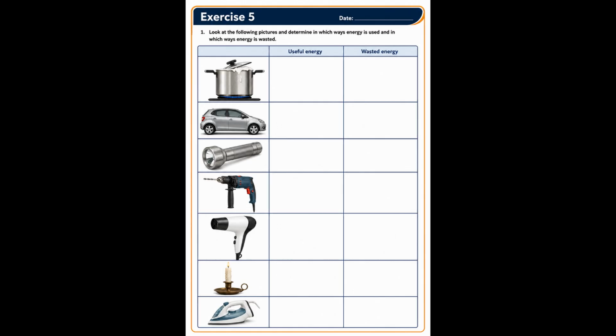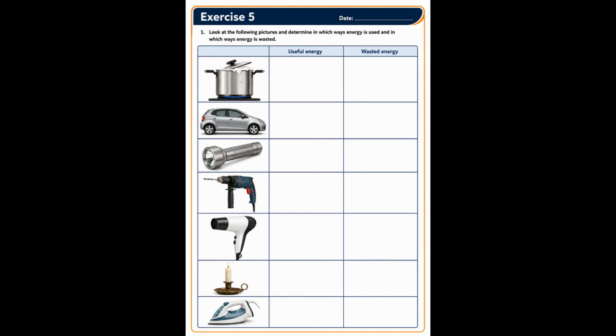Past Activity 5 and listen to the information. Question 1. The boiling pot on the stove uses heat energy usefully to cook or boil the food inside it. Some energy is wasted as sound, such as the bubbling water, and sometimes as light from the stoveplate or flame. Write the useful energy as heat energy for cooking and the wasted energy as sound energy and light energy.